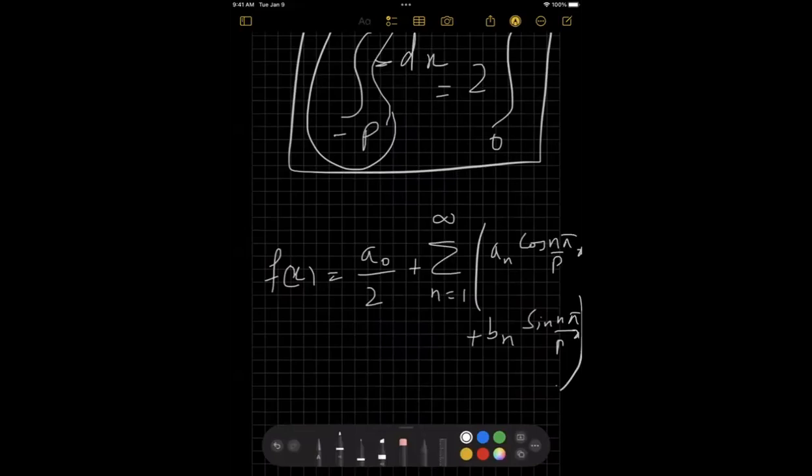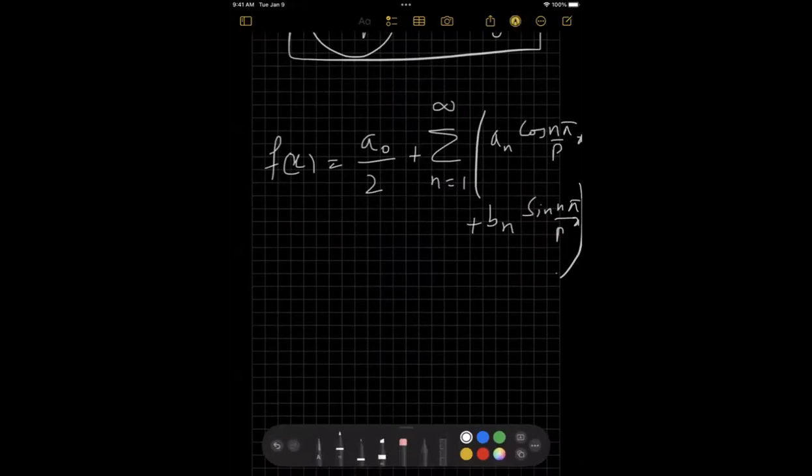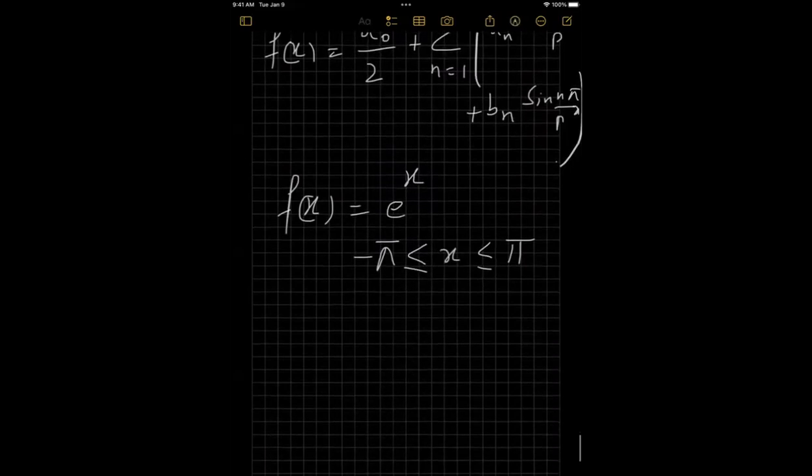So let's move on. These were the formulas we were going to use. So let's start the question. We have f of x equals e raised to power x, and our interval is from minus pi to pi. So first we will find these three terms.